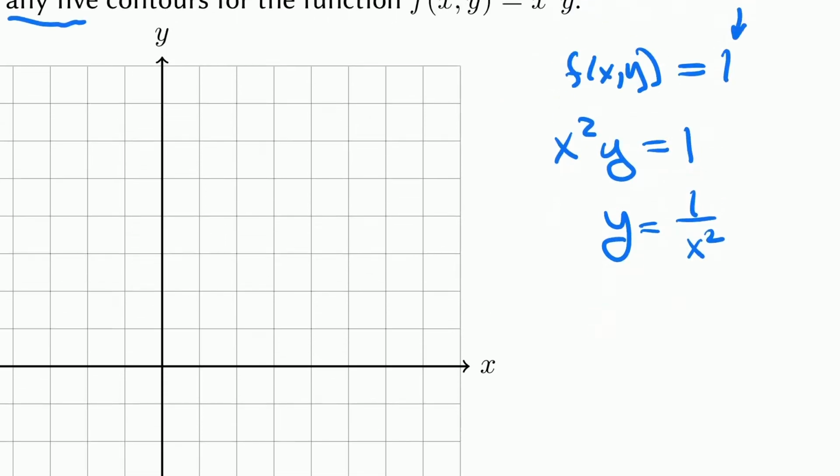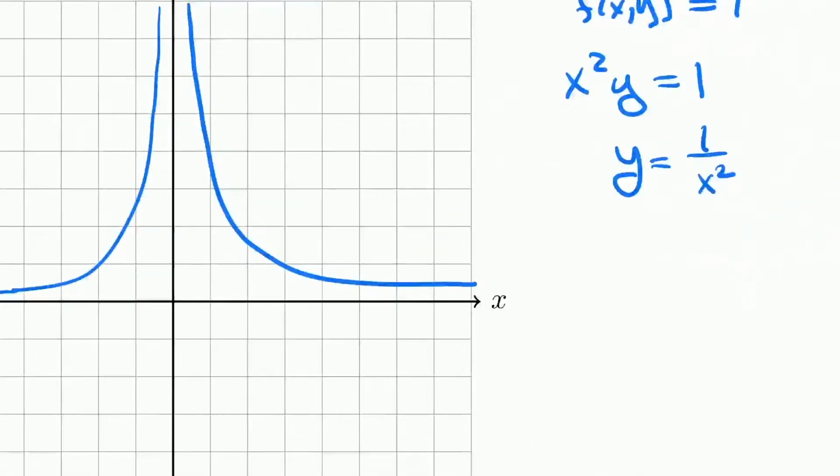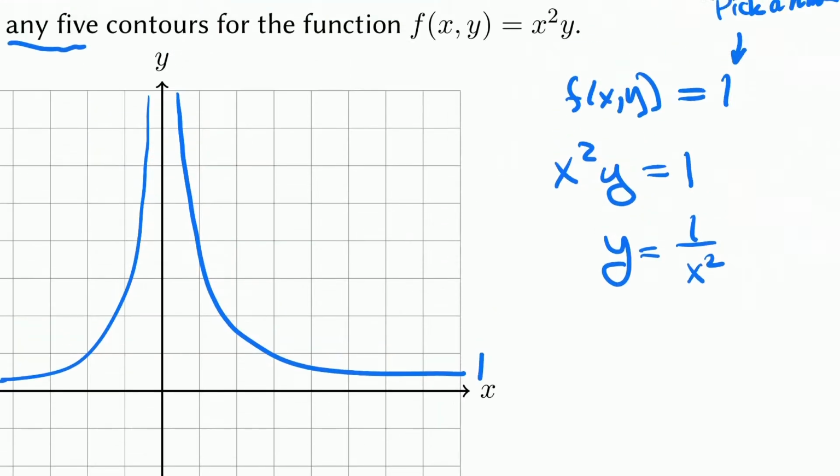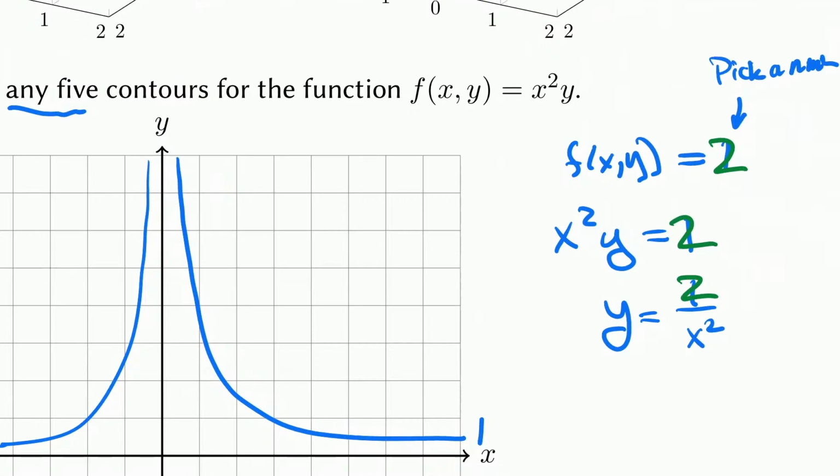Even if you don't know how to graph it, some of you have these fancy calculators that allow you to graph. And you'd say, oh, I know how to graph that. That looks like this. It's this nice curve. Looks like that. Goes off into there it is. So that's the 1. And then you would do the same thing. You'd pick another number. And you'd be like, oh, I don't like the number 1. I like the number 2. So I got x squared y equals 2. And that gives me this curve right here. So this is the 2.